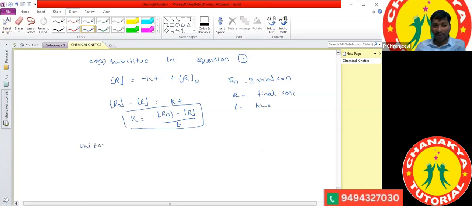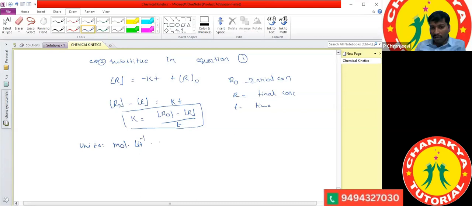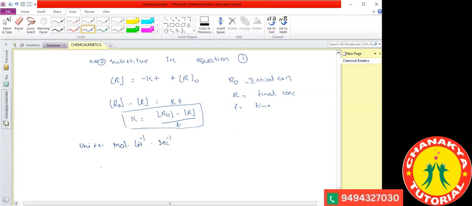What are the units of the rate constant of the zero order reaction? Arithi is giving the answer: mole liter inverse second inverse. Very good.